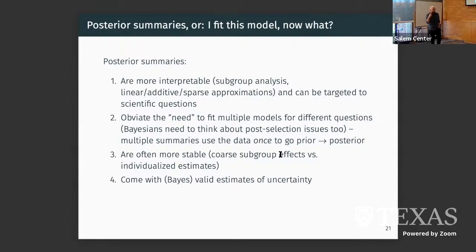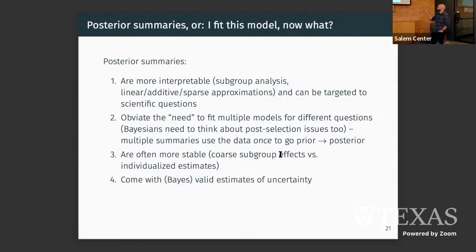Okay, so what do posterior summaries do for me? The first thing they do is sort of obvious. If I pick them carefully, they're going to be more interpretable than the original model. So we can take this framework of posterior summarization and derive as special cases subgroup analysis, linear and additive sparse approximations to the truth, and they can be targeted to scientific questions. Okay, so we'll see an example of that in a second.